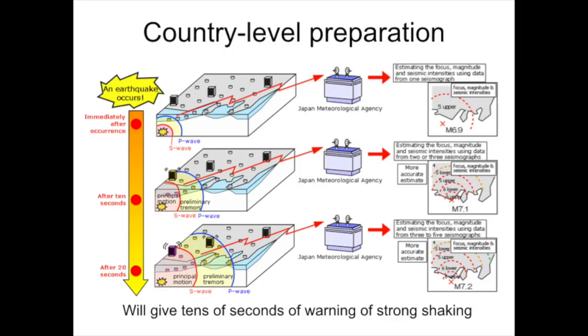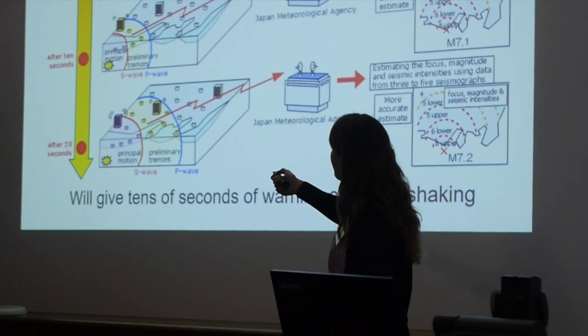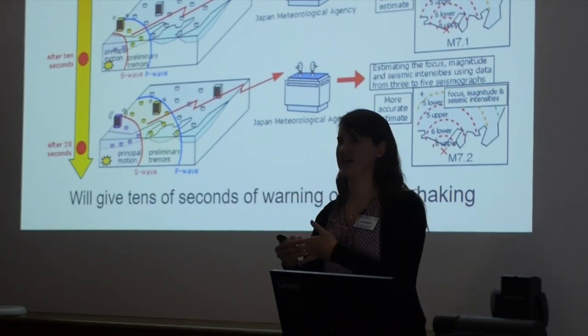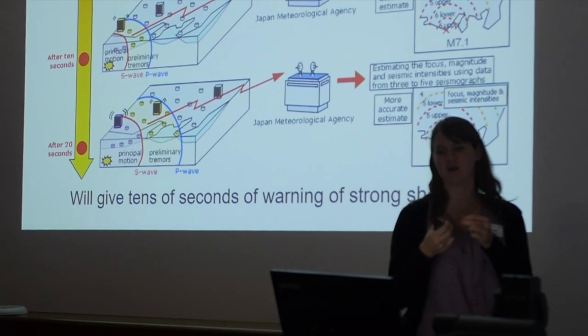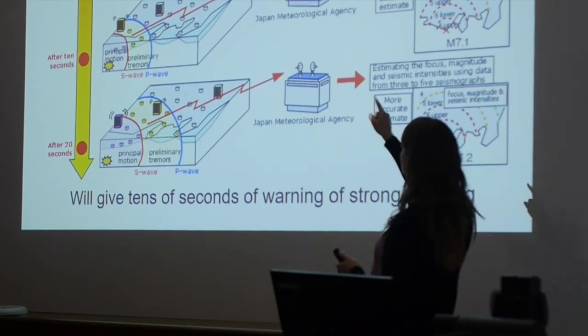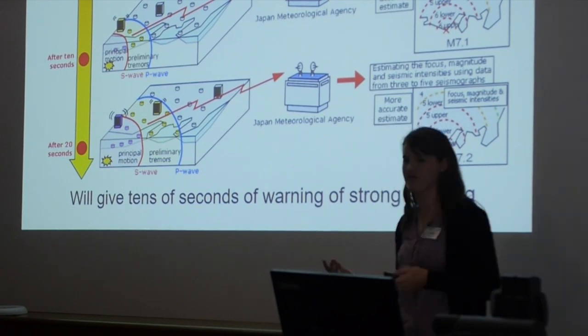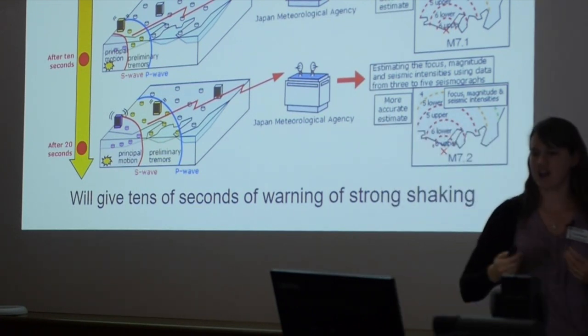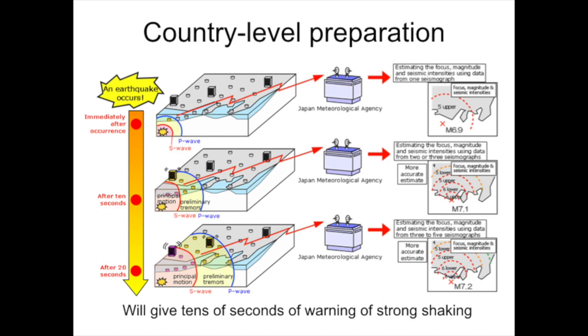So, this is an example from Japan. If an earthquake happens, the P waves and S waves can be immediately detected by nearby seismometers. That can then send an alert to the Japan Meteorological Agency or any other government agency, and allow an alert to be put out. So they estimate how large the earthquake is going to be and tell people. And this can give tens of seconds of warning of strong shaking.